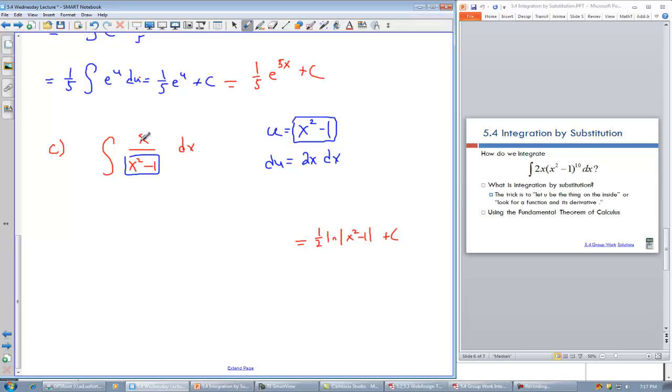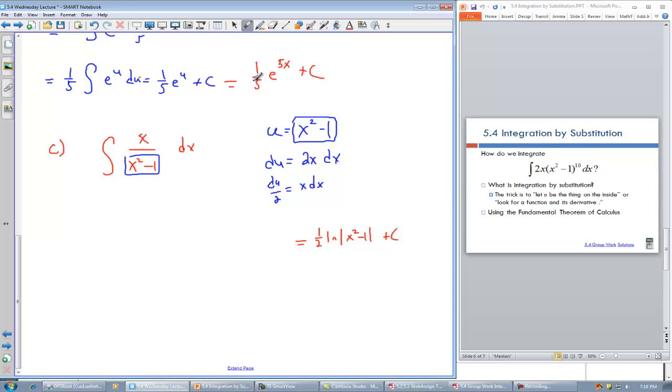But here, I have x dx, right? And over here, I have 2x dx. And so what I need to do is figure out, how can I turn this into x dx? And it's real simple. I just divide both sides by 2. I get du over 2 equals x dx.